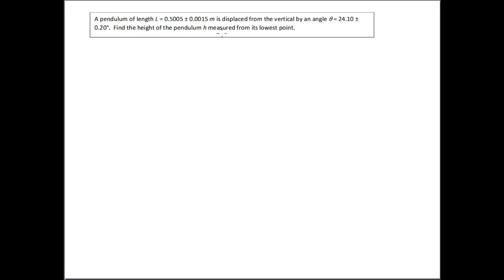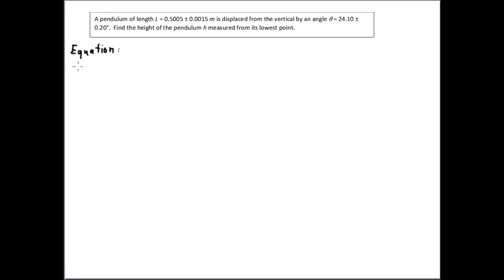Find the height of the pendulum h measured from its lowest point. So what we really want to do is not just find the value of h, but to find its error as well. So the first step in a problem like this is to figure out what is the equation for the final quantity, h. And in some cases, maybe some of the homework problems on your assignment, that's given to you. But in other cases, perhaps like this one, we have to figure it out by using the relevant physics.